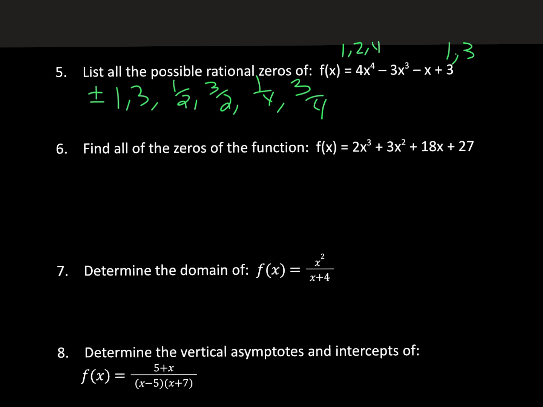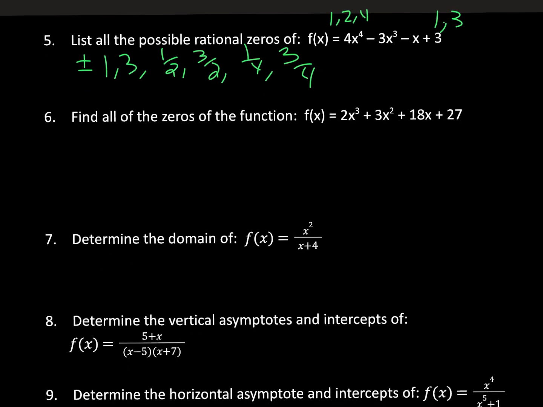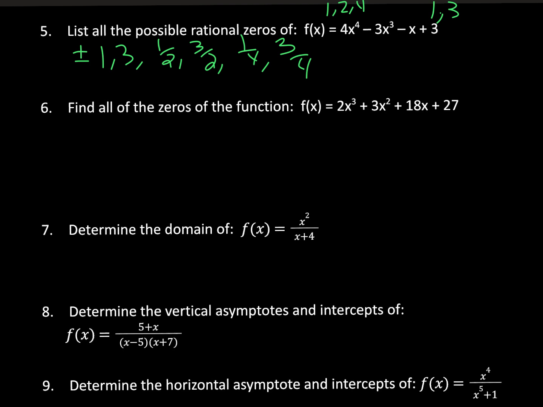Just make the list. Number 6, find all the zeros. Now here's where we got to do all the work. Last doozy of the day here. Number 6, first of all, make the list. Factors of 27 over factors of 2. So 1, 3, 9, 27. That's all that goes into 27. And then put them over 2. 1/2, 3/2, 9/2, 27/2. Now what you're going to have to do is punch this in your calculator and see where it crosses the x-axis.